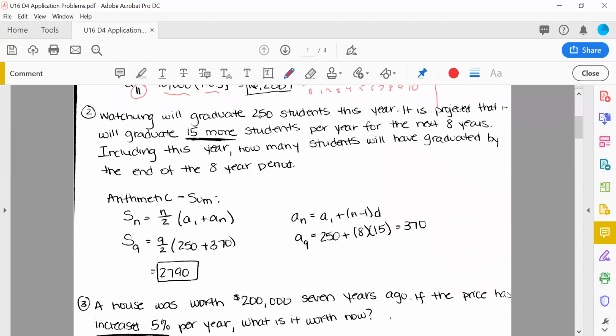Watchung will graduate 250 students this year. It is projected that it will graduate 15 more students per year for the next 8 years, including this year. And that's an important thing. This is year 0. So how many years again? 0, 1, 2, 3, 4, 5, 6, 7, 8. How many total years have elapsed? That's 9 total years. So you're finding technically the sum of the first 9 years.